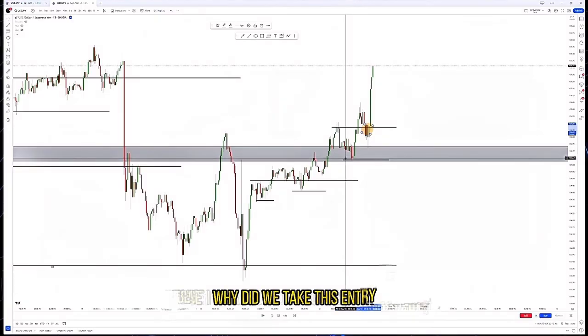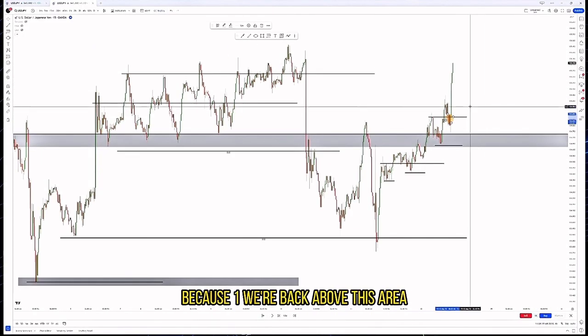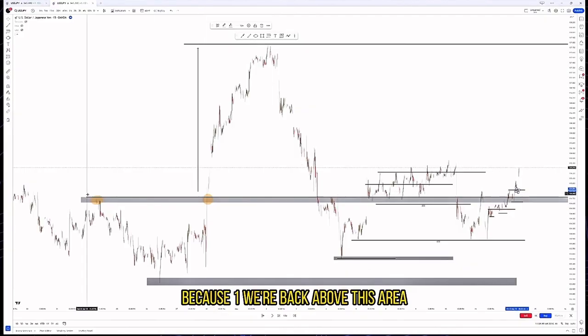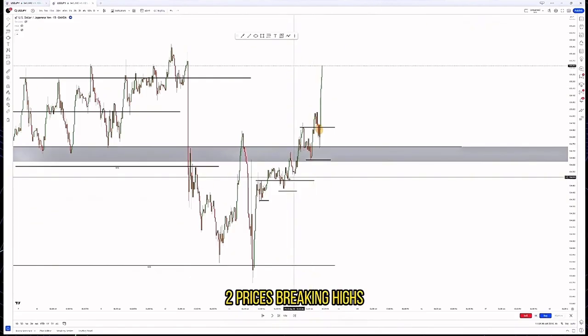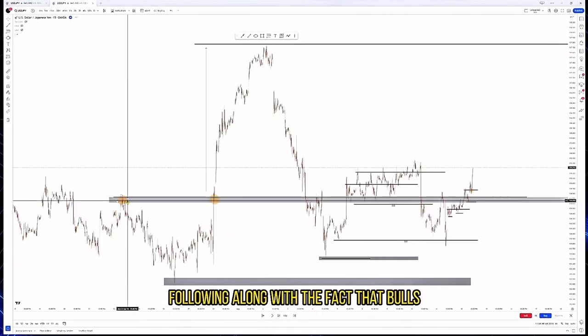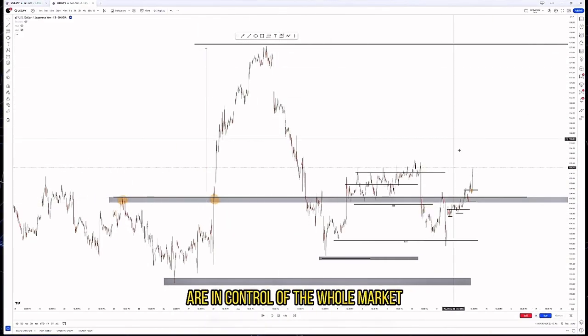Why did we take this entry? Because I know some of you guys will ask that. Because one, we're back above this area where bulls were in control of the whole market. Two, price is breaking highs, following along with the fact that bulls are in control of the whole market.